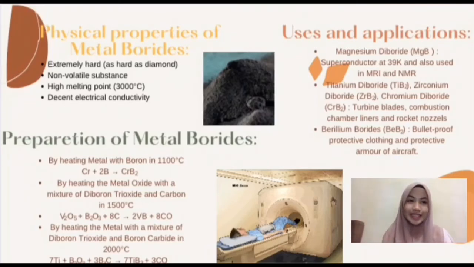Lastly, about the uses and applications of metal borides. Magnesium diboride is widely used as a superconductor at 39 Kelvin and also used in MRI, whereas titanium diboride, zirconium diboride, and chromium diboride are used in turbine blades, combustion chamber liners, and rocket nozzles. Lastly, beryllium borides are widely used as bulletproof protective clothing and protective armor of aircraft.